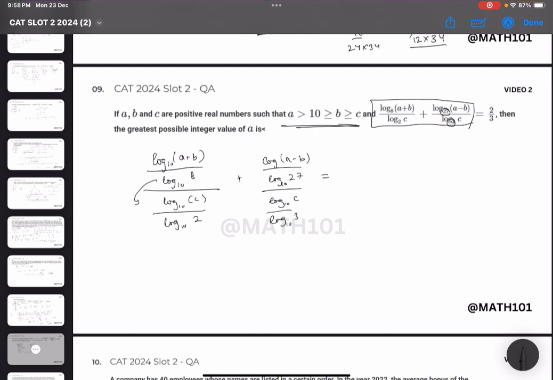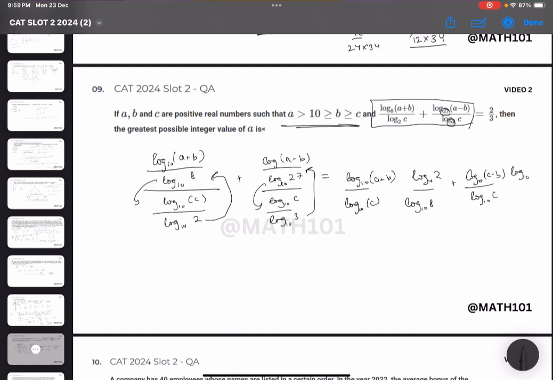So this numerator will go down, denominator will go down, and this denominator will go up, this and this. So we'll get log base 10 of C, A plus B into log base 10 of 8, minus B log base 10 of C into log base 10 of 27.